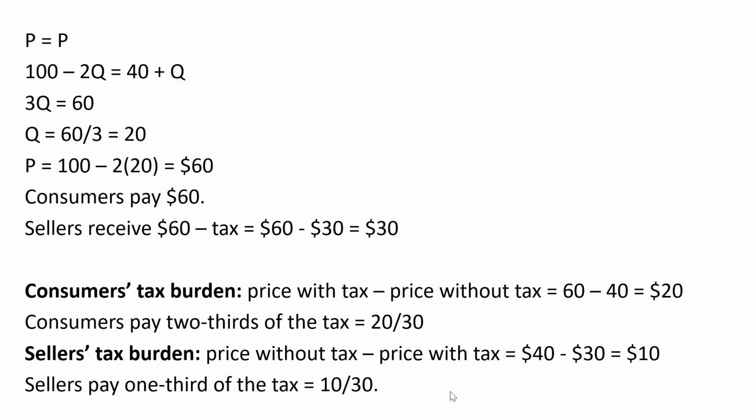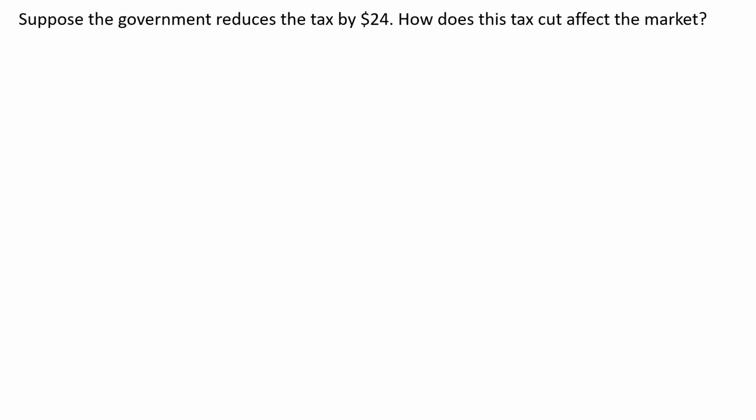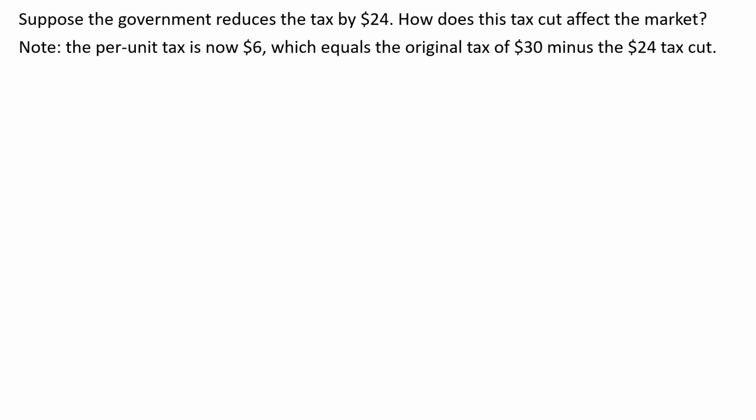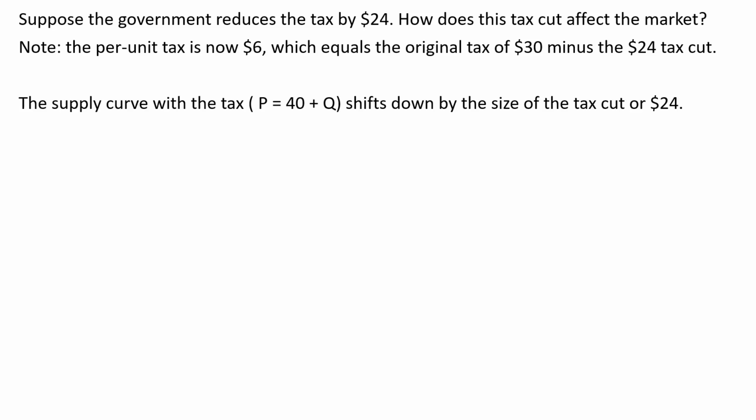Okay, moving on. Suppose the government reduces the tax so that we have a $30 tax now in the market, but the government is going to reduce the tax by $24. How does this tax cut affect the market? So note here that the per unit tax is now $6, which equals the original tax of $30 minus the government cutting some of that tax away, leaving again with $6 total tax in the market.